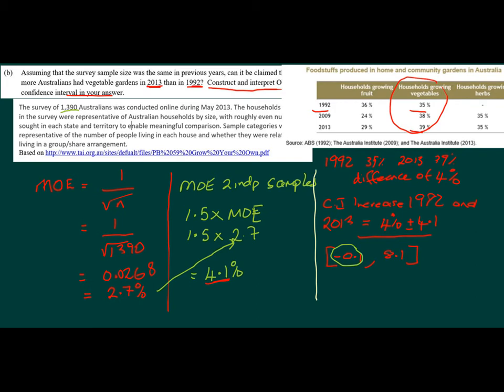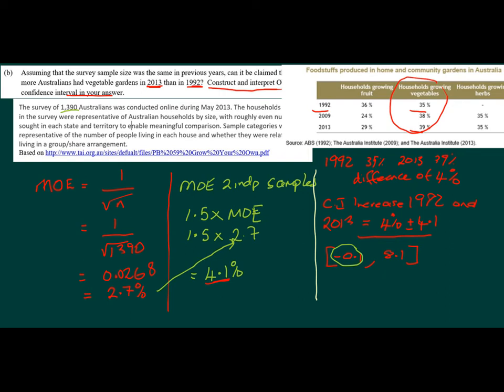So you'd want to write something along the lines of the lower end of this confidence interval falls below 0. Or it's at 0 if it's rounded differently. So just watch out for your rounding. And if it includes 0, we can't make the call. So therefore, we cannot be confident of an increase in the proportion of Australian households growing vegetables. And it's important when you're interpreting the confidence interval that you refer it back to the context, and the context in this particular question is the proportion of Australian households growing vegetables.